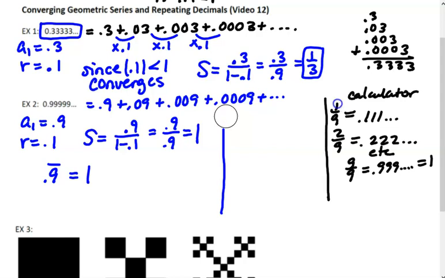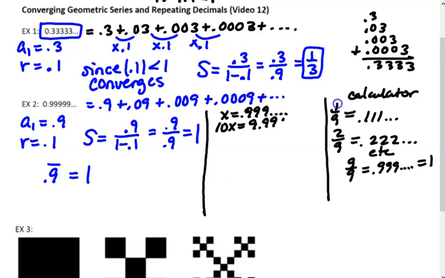Now, here's another way to look at this. Think about, let's say x equals 0.9 repeating. So 10x would be 10 times that, so that means you'd move the decimal place over 1, so it'd be 9.99 repeating. Okay? So let me take 10x and subtract x. So I'm going to say 10x is 9.999 repeating. x equals 0.999 repeating. Subtract one from the other.